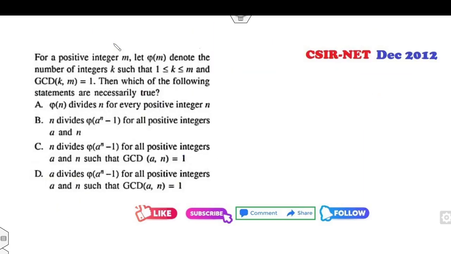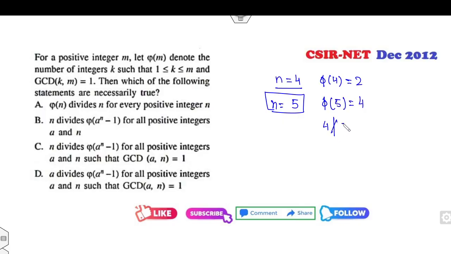Okay, for the positive integer n, phi of n divides n for all the cases. This is a similar problem as I told you. Phi of n divides n for every positive integer. If I choose n as 4, phi of 4 is 2. He said it divides for every n, so I can choose a prime number. Then phi of 5 is 4, and 4 doesn't divide 5.